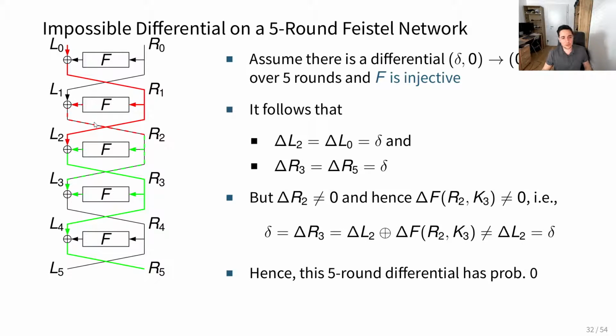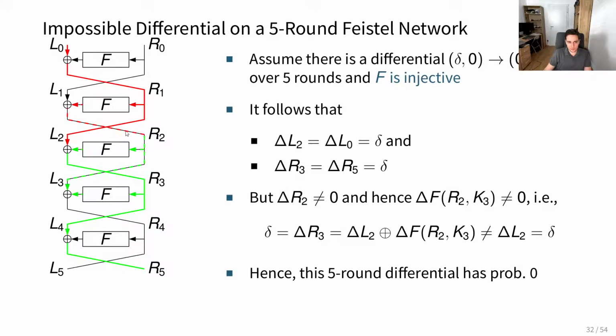Okay, but now we can take a closer look at that and say, well, we know that the difference at R2, hence this difference here, is non-zero. Why is it non-zero? Well, because we enter with a non-zero difference, it gets added to this 0 difference. So the difference we get here, we don't know it exactly, but it's non-zero because f is injective. Okay, that's the reason for this red dashed line here.